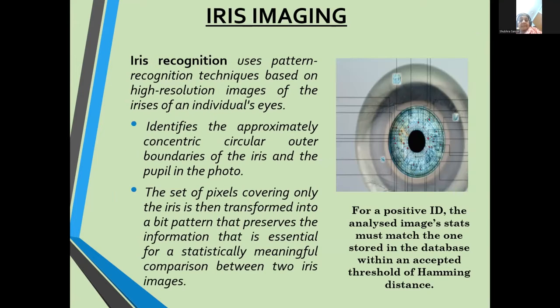Next is iris imaging. Iris recognition uses pattern recognition techniques based on high resolution images of the irises of an individual's eyes. It identifies the approximate concentric circular outer boundaries of the iris and the pupil in the photo. The set of pixels covering only the iris is then transformed into a bit pattern that preserves the information that is essential for a statistically meaningful comparison between two iris images. Here, for a positive ID, the analyzed image must match the one stored in the database within an accepted threshold, or Hamming distance.